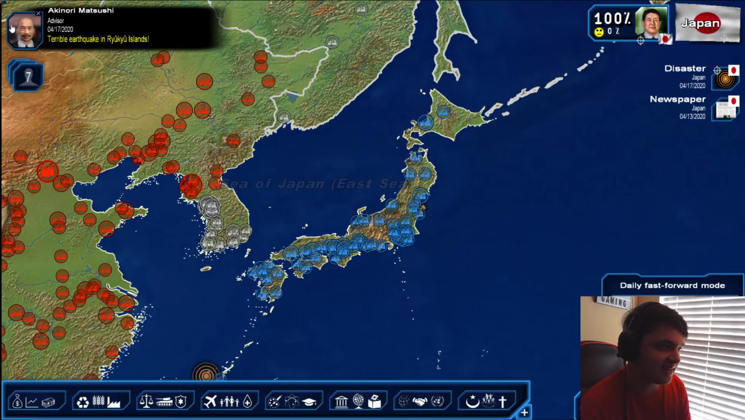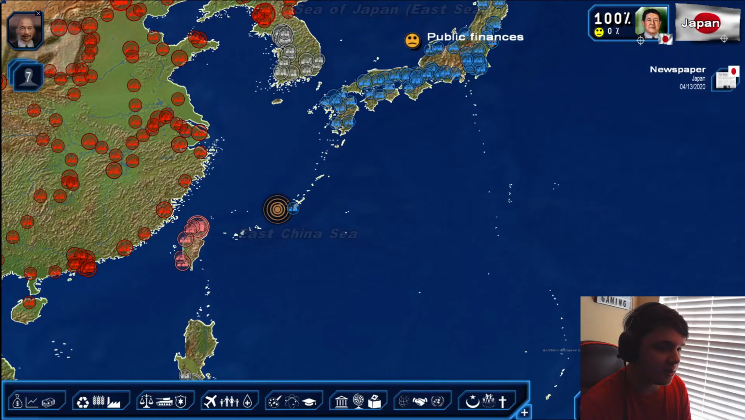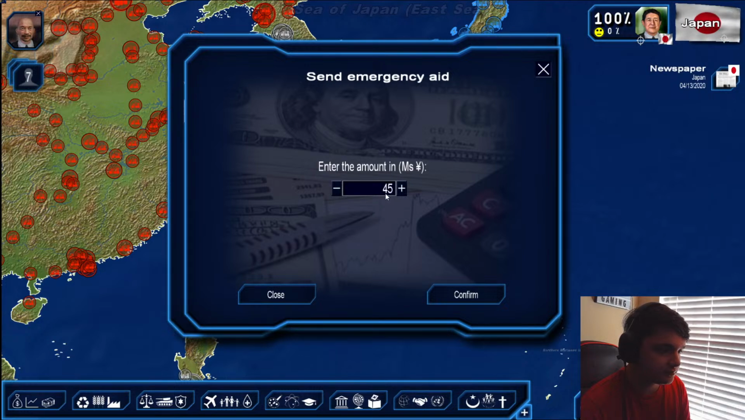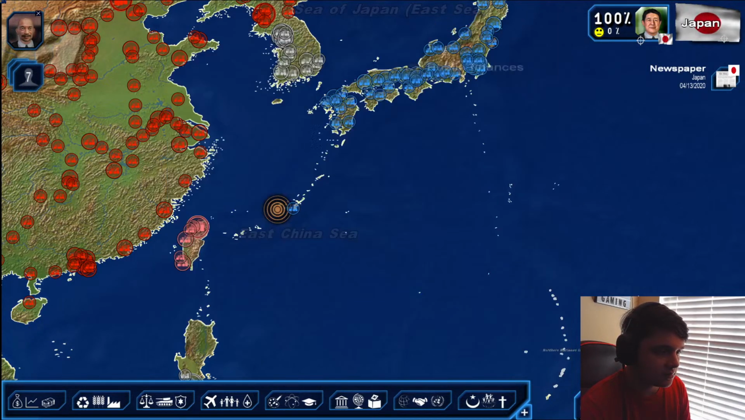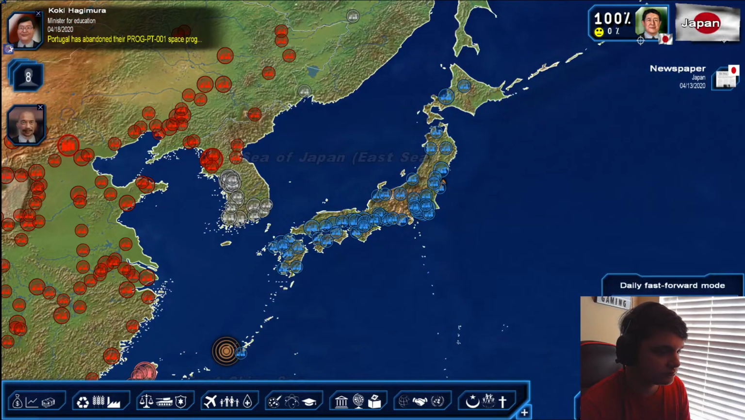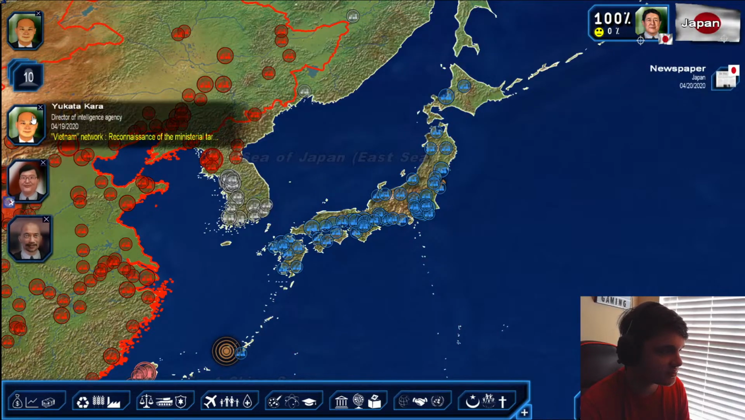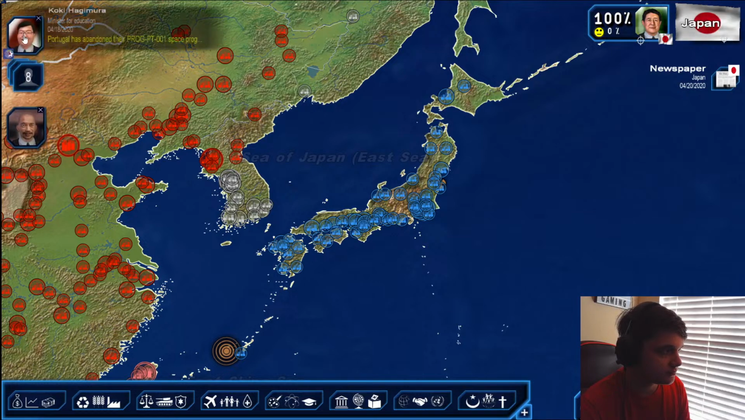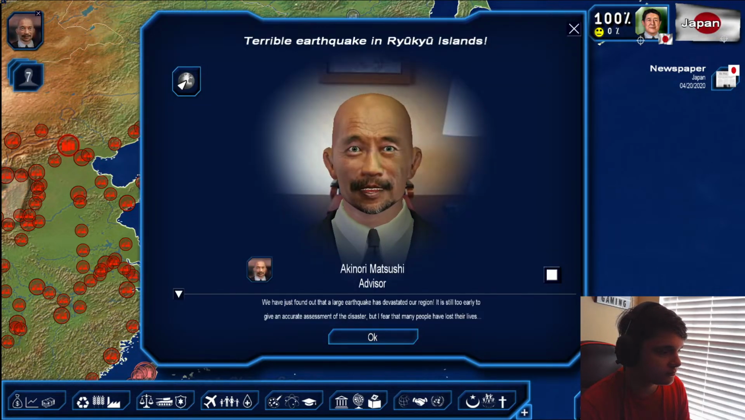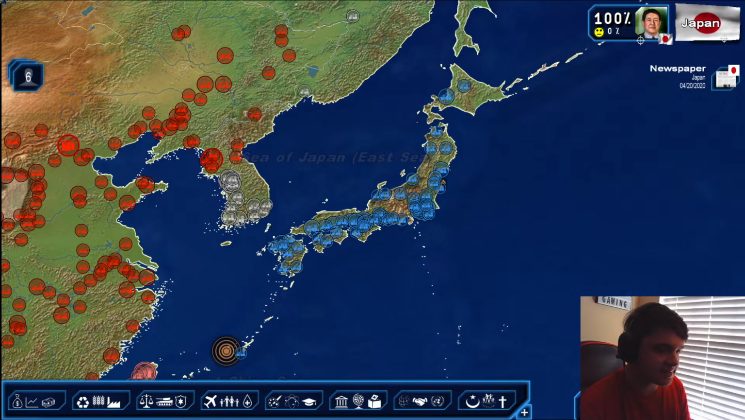In campaign C, it just keeps telling me that. Terrible earthquake in Ryukyu. Oh, God. Let's do 15 billion yen. Day of mourning, yes. We have just found out that a large earthquake has devastated a region. It is still too early to give an accurate assessment of the disaster, but I fear that many people have lost their lives. How many people did lose their lives? 466 people have died as a result of that earthquake in Ryukyu.